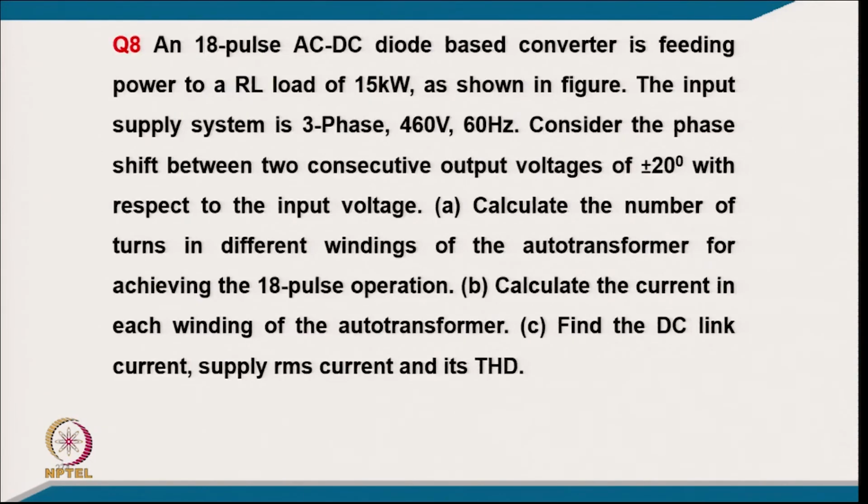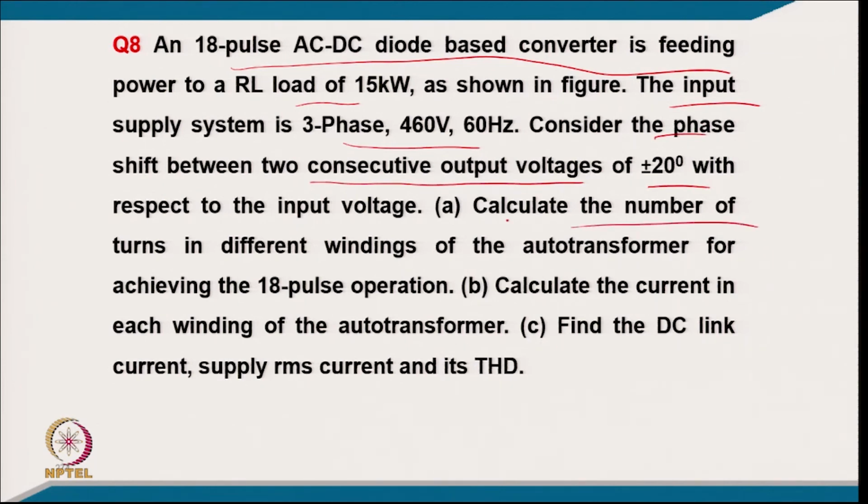So now coming to example 8, an 18 pulse AC DC converter, the base converter is feeding power to an RL load of 15 kilowatt, and the input supply voltage is 3 phase 460 volt 60 hertz. Consider the phase shift between the two consecutive of plus minus 20 degree with respect to the input voltage. A, calculate the number of turns in different windings of the auto transformer for achieving 18 pulse operation. B, calculate the current in each winding of the auto transformer. C, find the DC link current, supply RMS current. D, the total harmonic distortion.